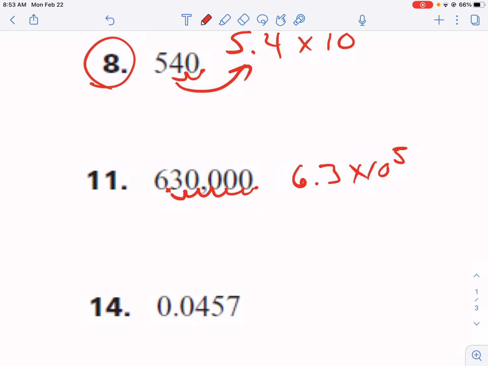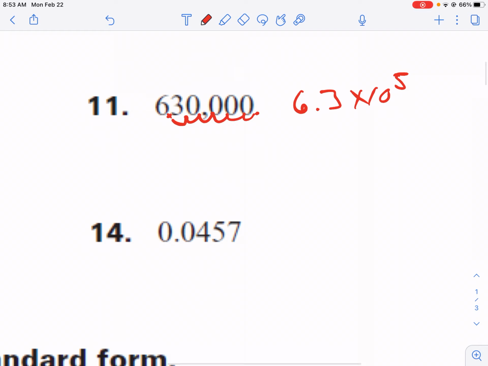All right, how about numbers that are between 0 and 1? Well, number 14 here is less than 1. It's more than 0. Again, having only one number to the left of the decimal place, that would be the 4. So we put the decimal here. Well, it's moving 2 places, 1, 2, to the right. So it's going to be 4.57 times 10 to the 2. And again, because it's between 0 and 1, that's a negative exponent.